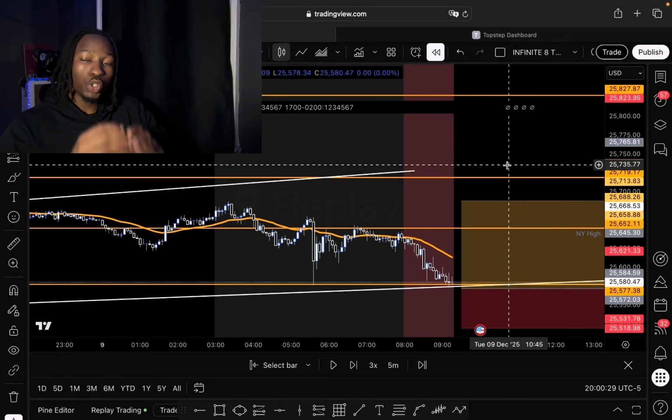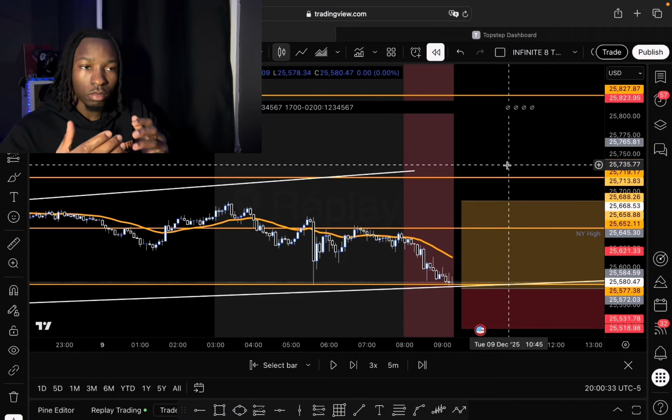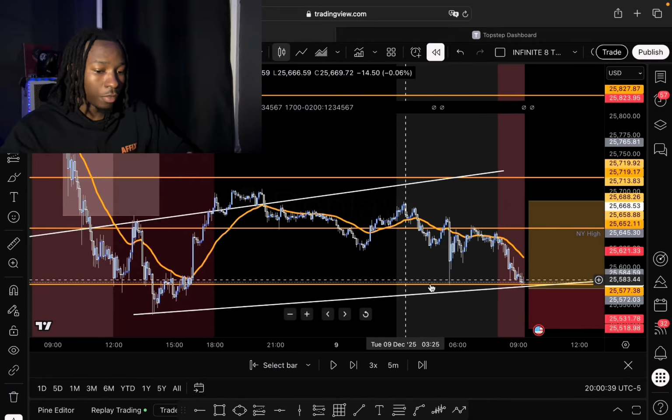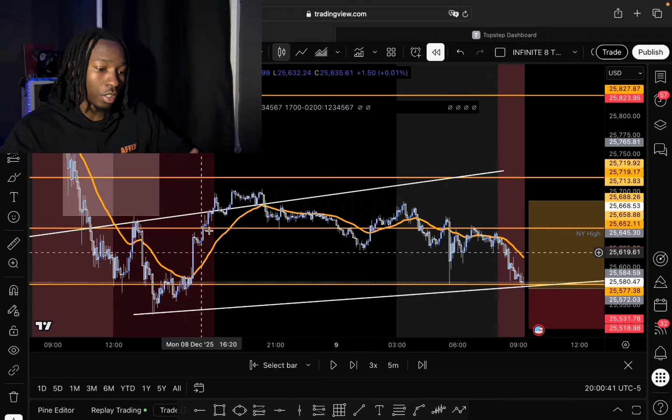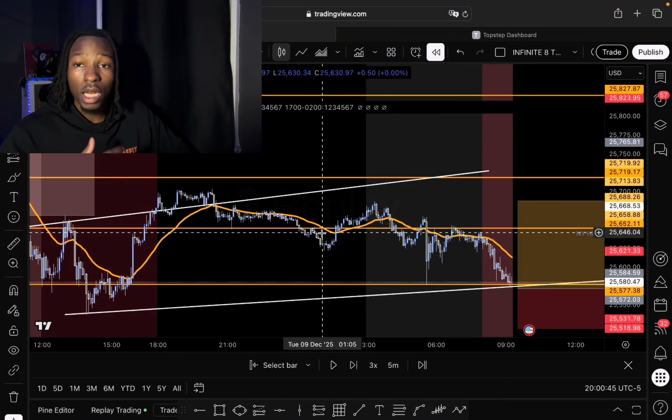Mind you, you still want to make sure that you're marking up your support and resistance. You still want to make sure that you're following your strategy, right? You want to make sure that you're looking for your swing highs of the previous days. You want to look for your liquidity sweeps. You want to look for your market structure. Whatever you trade, this is just something that you can add to it, right?